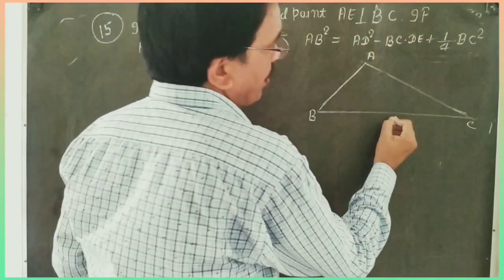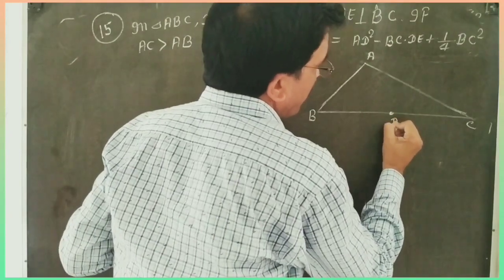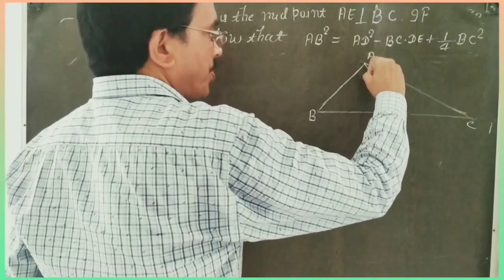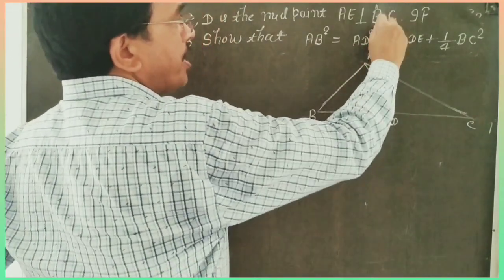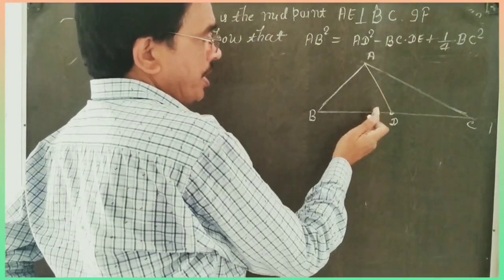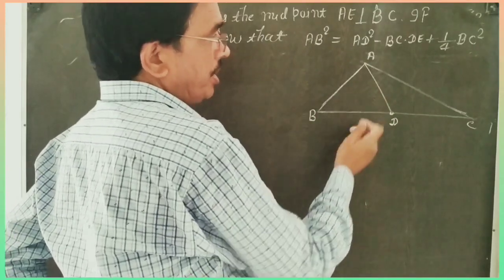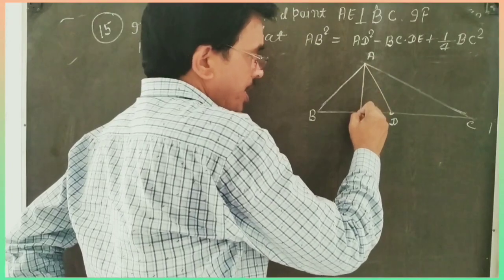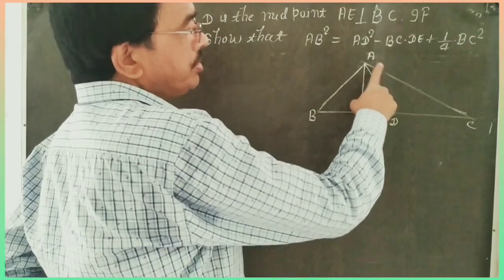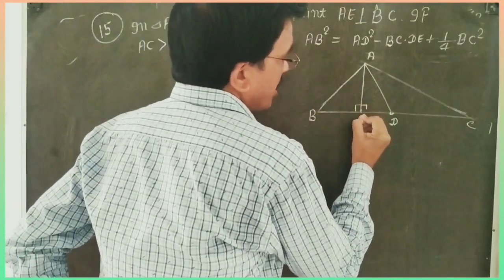And D is the midpoint of BC. That means AD is the median here. We draw AE perpendicular to BC. When you draw the perpendicular, it falls on the side BD, not DC, because AC is longer than AB. So we draw the perpendicular and its foot is named E.